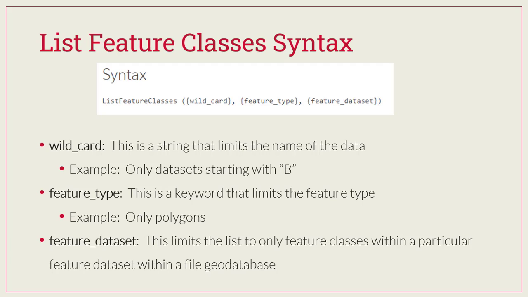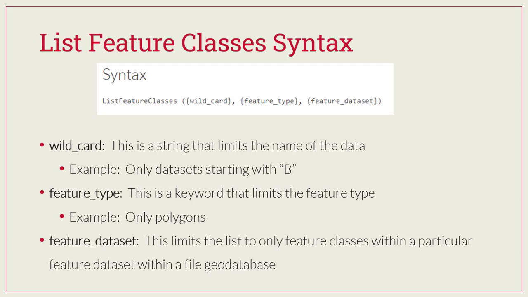So let's look at list feature classes. When we look at the syntax, and we find this by just going to the ArcGIS Pro help online for list feature classes, we see that it has 3 parameters available to us. We also see that these 3 parameters are what we call optional because they have those curly brackets along the outside of them. So the 3 optional parameters that we can include in list feature classes are a wildcard, a feature type, and a feature dataset. So we're going to walk through these.